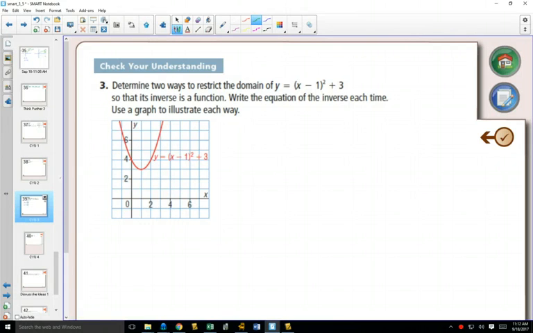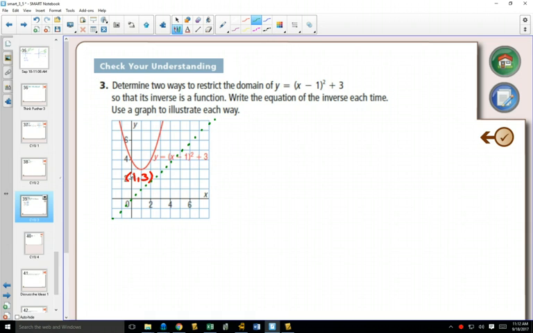So here we have a parabola with a horizontal translation 1 to the right and then 3 up. As a result, we have a vertex right here at (1, 3). Right now, that parabola doesn't pass the horizontal line test. So if you were to reflect it over the line y equals x, or do the inverse, the result would be something that doesn't pass the vertical line test. Our inverse image would not be a function.